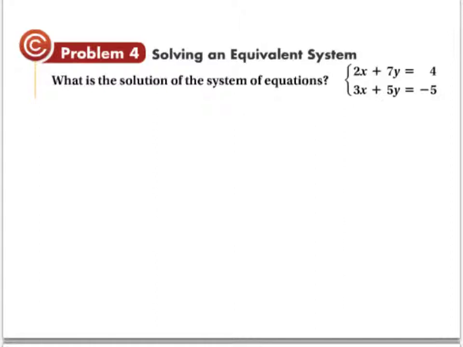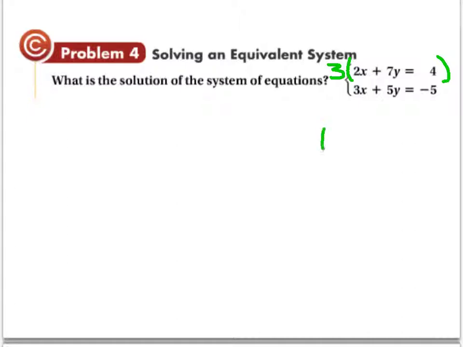However, you can manipulate these equations to create opposites. It does not matter which you pick, x or y. Let's choose x just for this example. Looking at our x values, 2x and 3x, what is the least common multiple between 2 and 3? Sid? Right. So I'm going to change my first equation by multiplying it by 3.